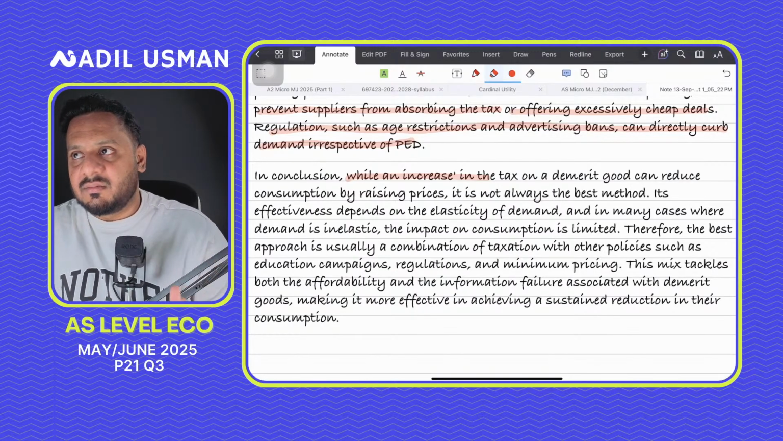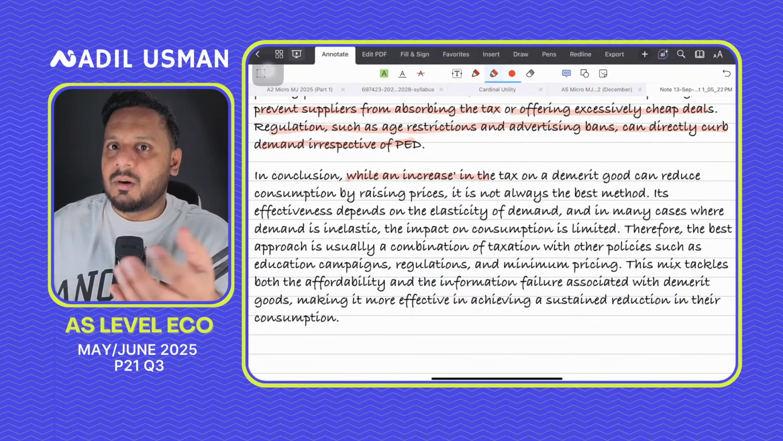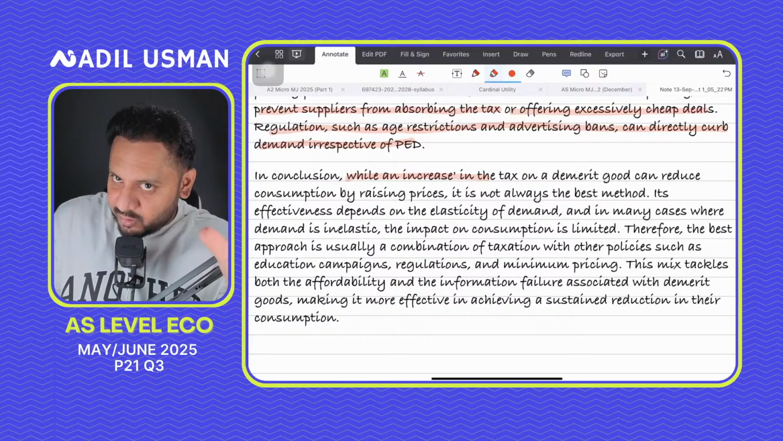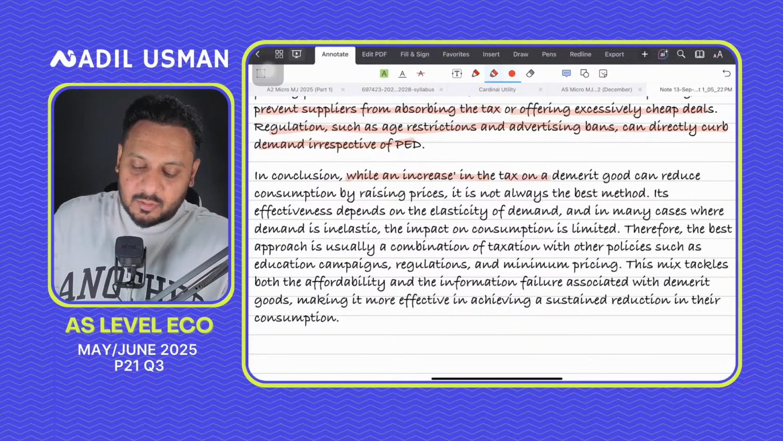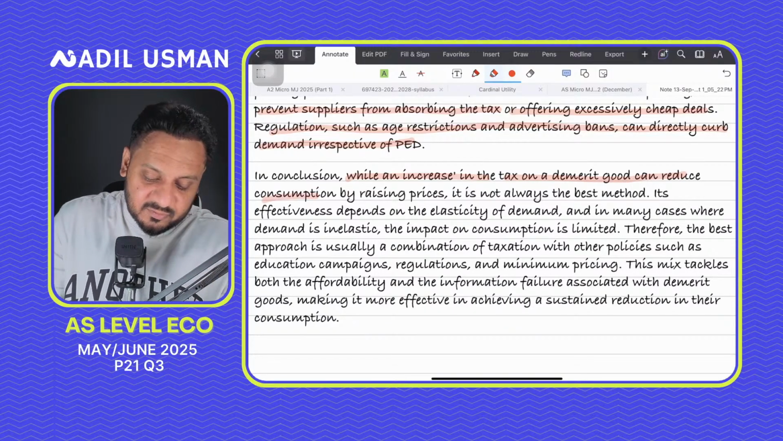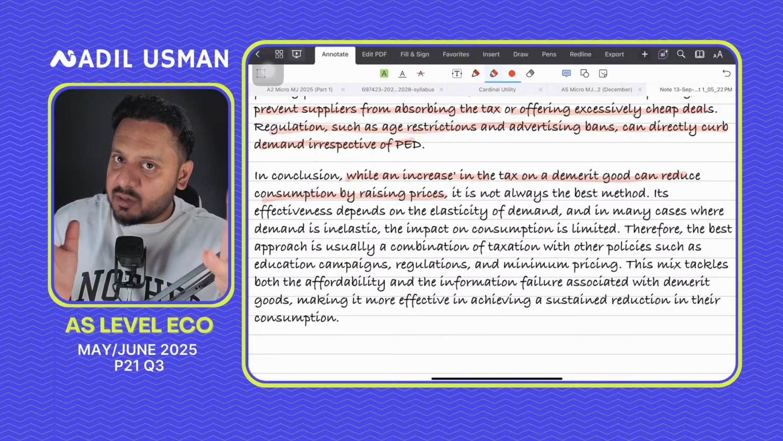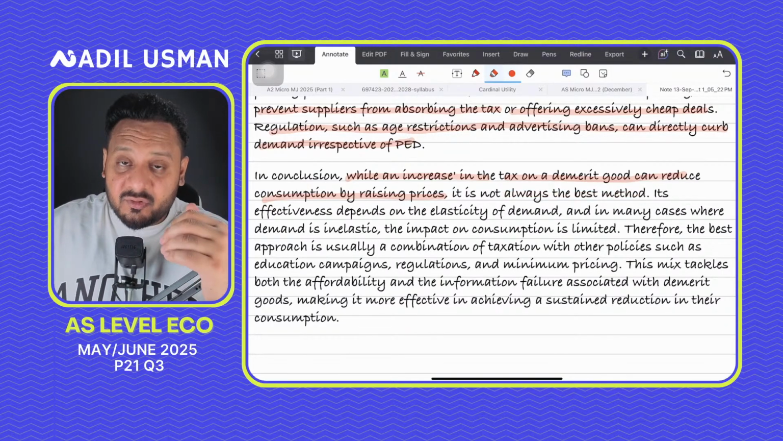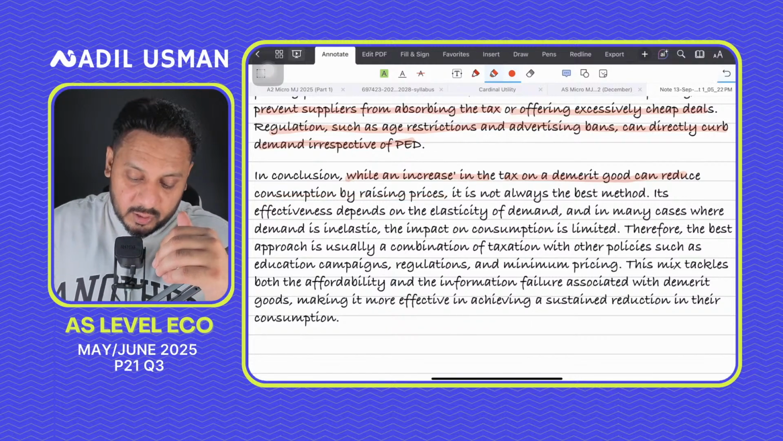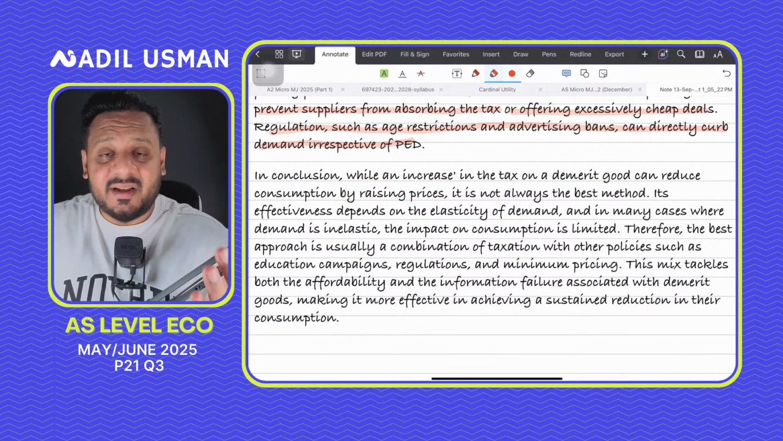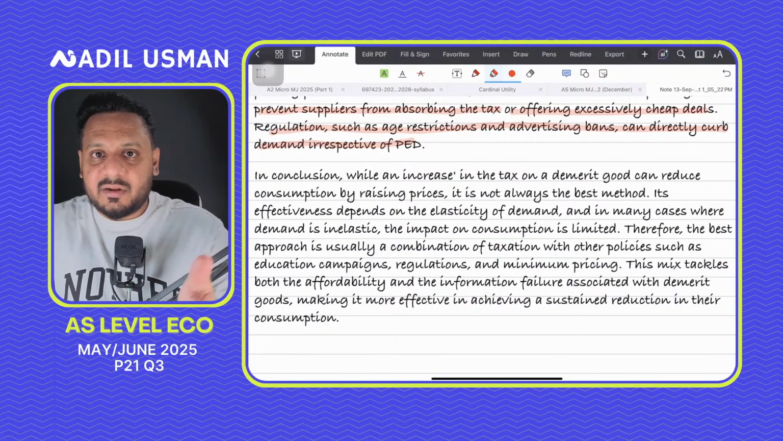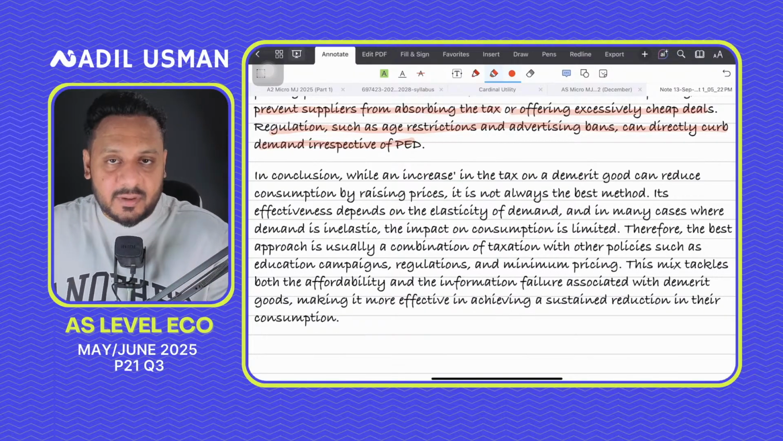While fiscal policy is effective, fiscal policy should be complemented with supply side policy. Similarly, while an increase in tax on a demerit good can reduce consumption by raising prices, and we don't disagree, it is not always the best method. I'm not saying it's not a good method. I never wrote that it is not an effective method. I said it is not the best method, which means that I'm saying it is a method, but it is not the best method. That's what I'm saying.